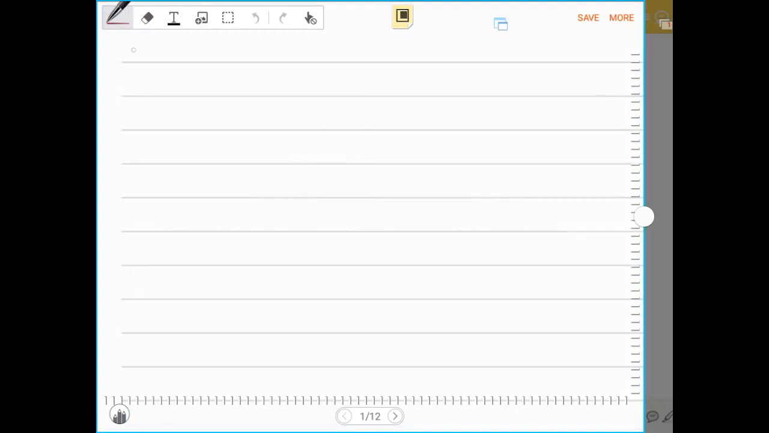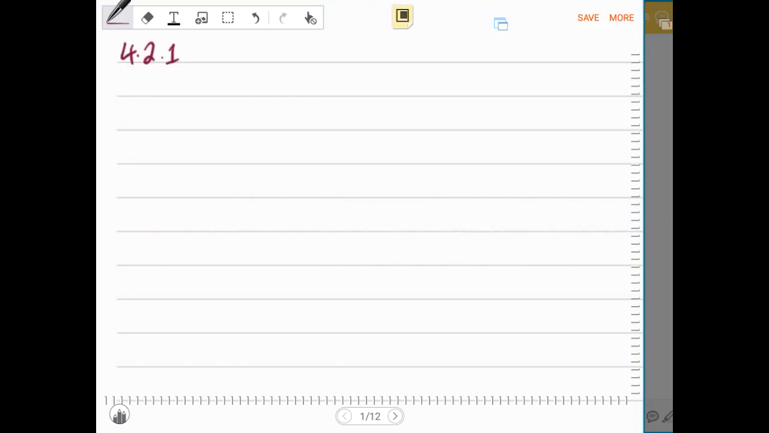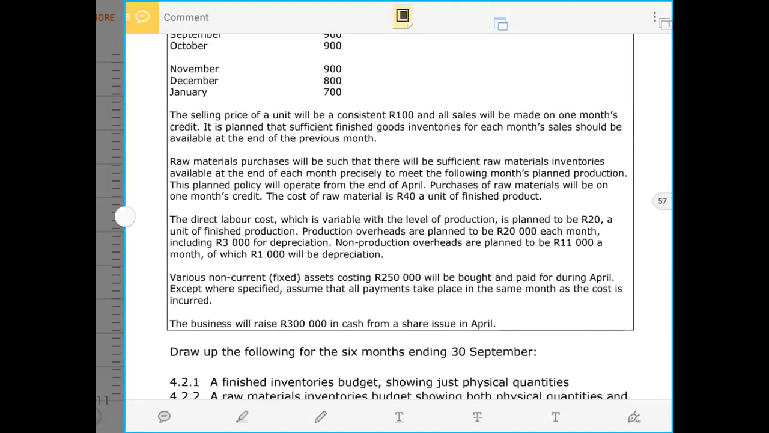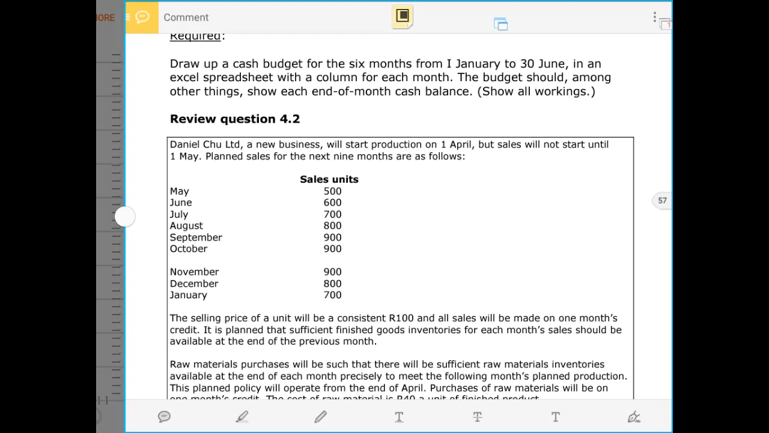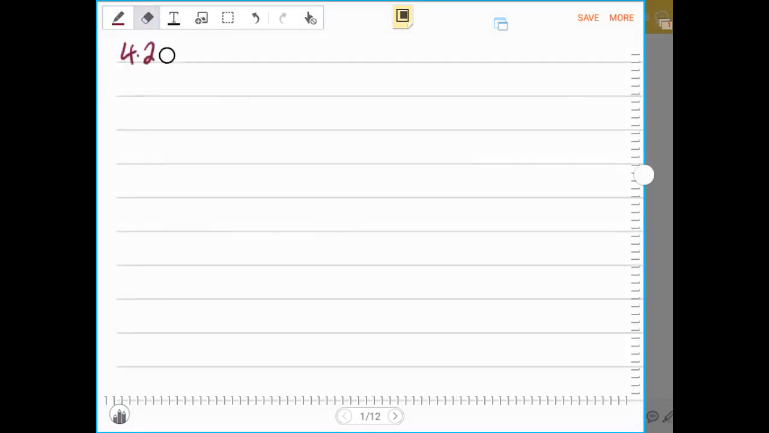4.2.1 is the start of the question. So now we are doing 4.2.1 in this exercise, the review exercise 4.2. Review question 4.2 is the one that we are doing. Let me start with the question name, review question 4.2, where we start with 4.2.1.